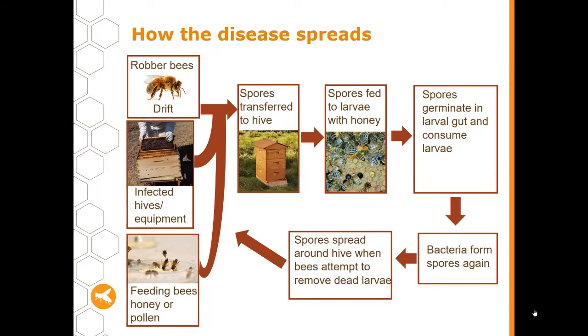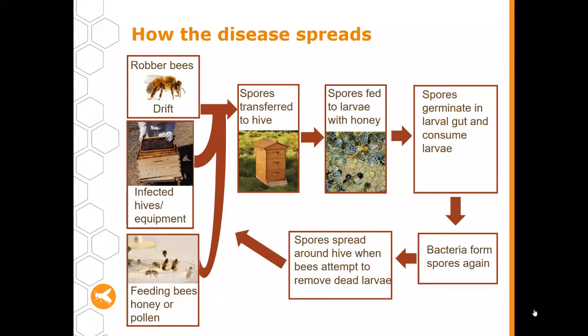Now, once the spores have made their way into your hive, they're accidentally fed by those nurse bees with honey to the larvae. And once the spores get into the gut of the larvae, they consume the larvae from within, which is pretty horrible. And so often the spores end up being spread all around the hive when those dead larvae are being removed from the hive by the worker bees inside the hive.